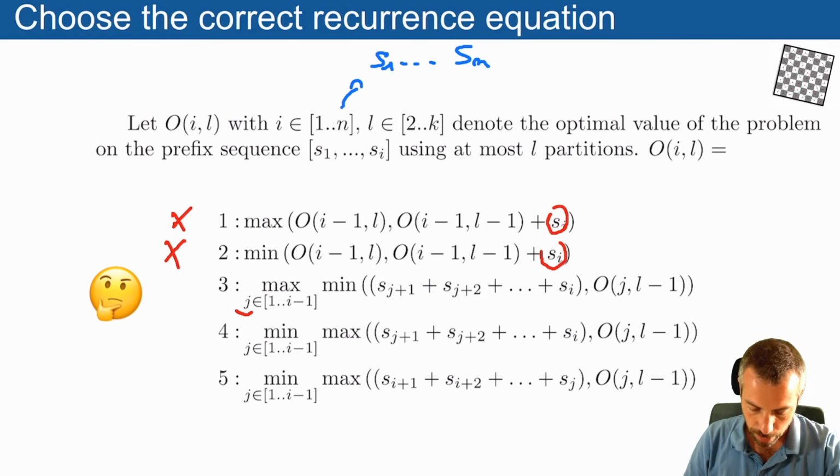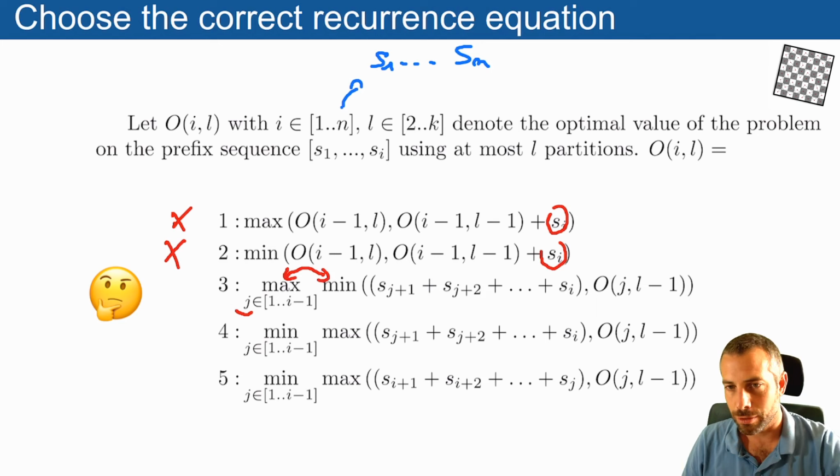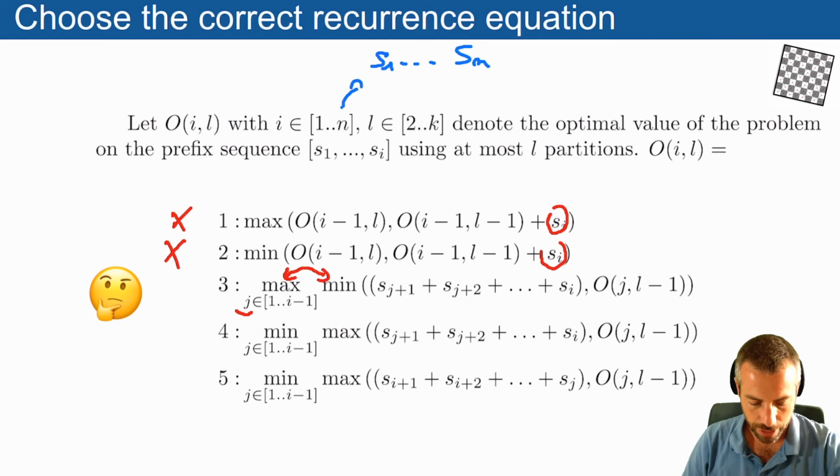Then you will take the minimum with O[j][l-1]. Let's see how it's different from the other two. You want to take the maximum of the minimum. Oh, this looks a little bit strange, right? I think it should be the opposite. You want to take the minimum of the maximum sequence according to the statement of the problem. So this is not good, and this is why it's not correct.